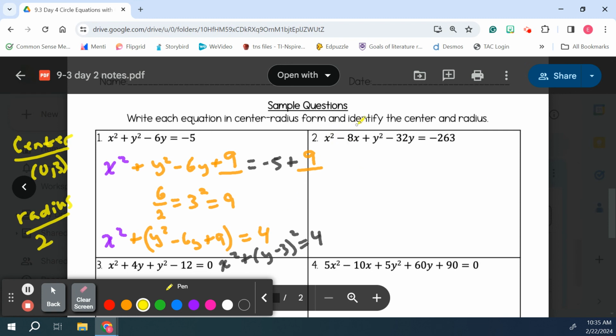So now we have something with x and we have something with y. So I'm going to rewrite this as x squared minus 8x plus a space, plus y squared minus 32y plus a space, equals negative 263 plus the space from x. Yeah, sorry, I ran out of space, guys. Plus the space from y.